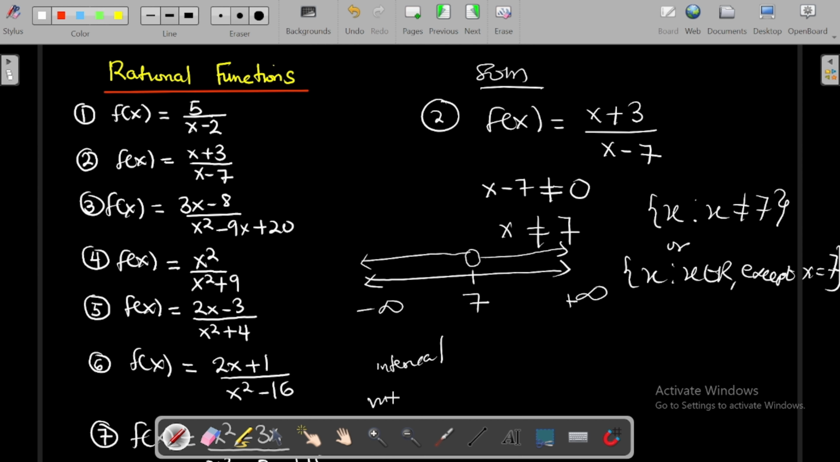If you want to write this in interval notation, you can write it as from negative infinity to 7 union 7 to positive infinity. Okay, so that's how we solve rational functions.